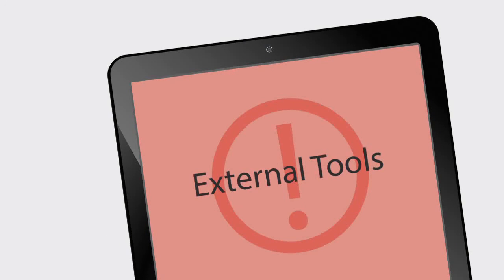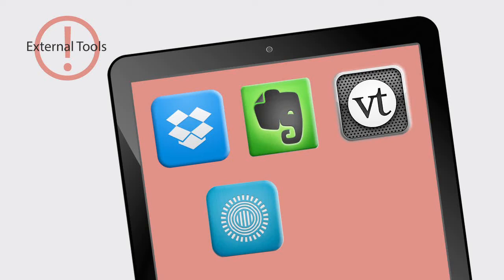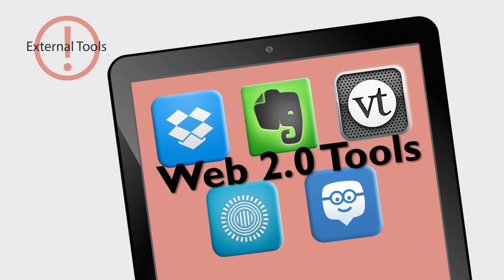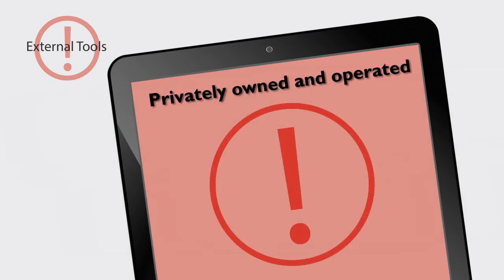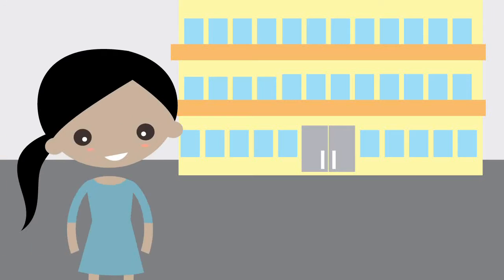In the red category fall tools that aren't tied to our board-provided logins and passwords. You might use some of these tools in your classroom: Dropbox, Evernote, VoiceThread, Prezi, or Edmodo, as well as apps for mobile devices. These external tools are commonly called Web 2.0 tools. The board doesn't provide or maintain these tools or have a contractual relationship with the provider. We can't be assured that they have the same level of security as board tools, so we need to think about them differently. Meet Jasdeep.